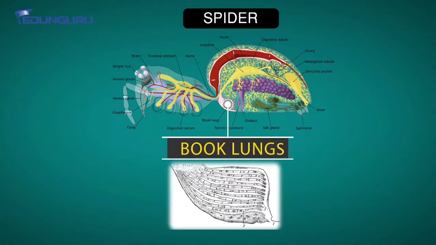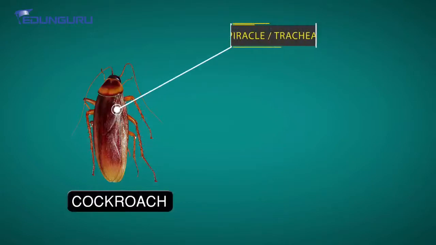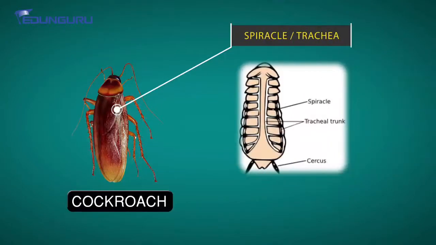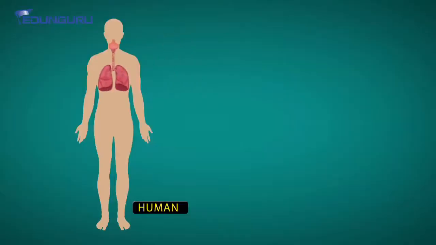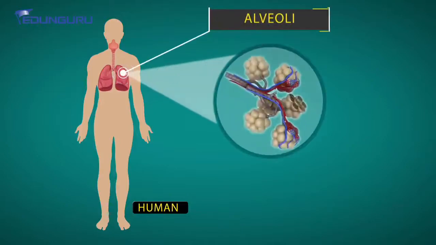But each and every animal has different organs for respiration. Like for insect, cockroach, you all have seen cockroach and we are all scared of cockroach. So how does the cockroach respire? The cockroach respires with the help of spiracles, or you can say trachea. When we talk about humans, we all respire through lungs. But lungs are not the major part, they have some small elements present in them that we call alveoli. So alveoli play a very important role in respiration.